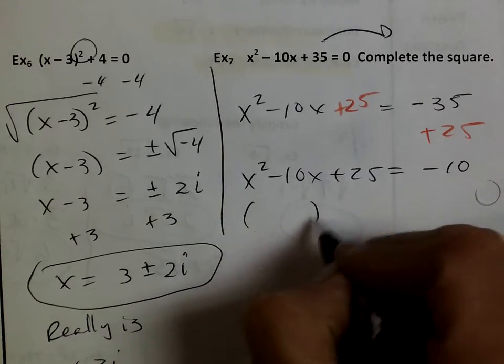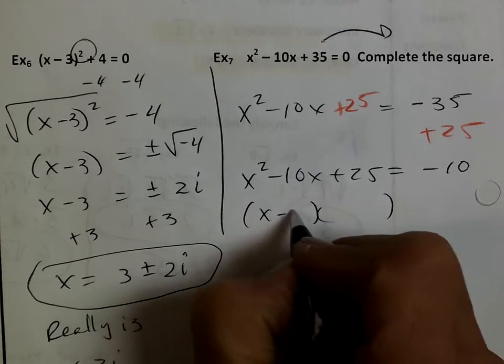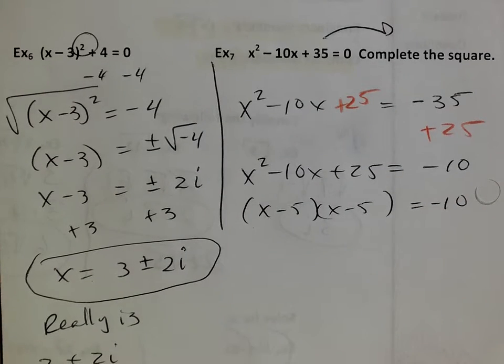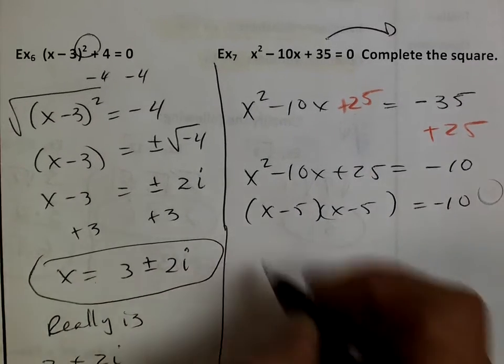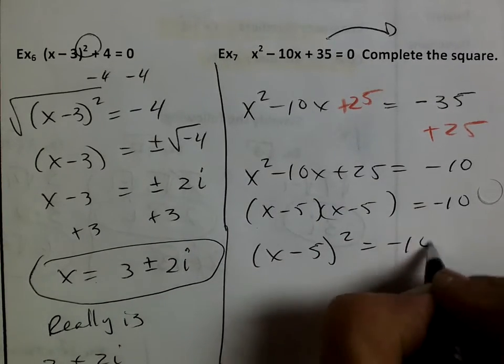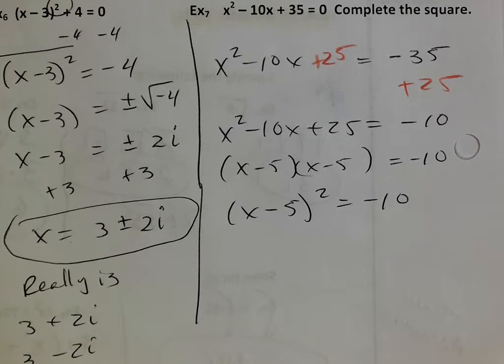So I'm going to go ahead and factor: x minus 5, x minus 5. That's how it factors, right? Minus 5, minus 5 multiply to make a positive 25, and add to make a negative 10. Then that can be rewritten as x minus 5 quantity squared equals negative 10. How am I doing? Am I going too fast? This was a little weird because I'm trying to make a problem I can solve, right?